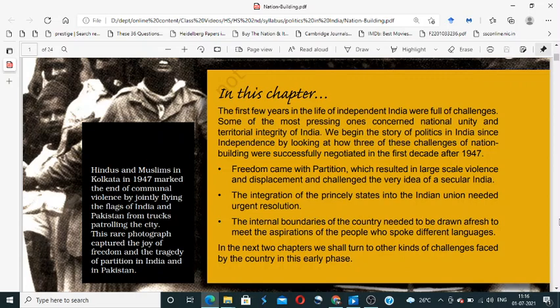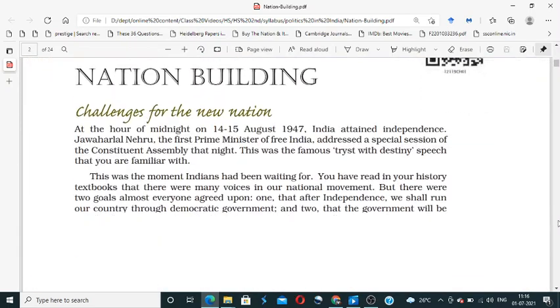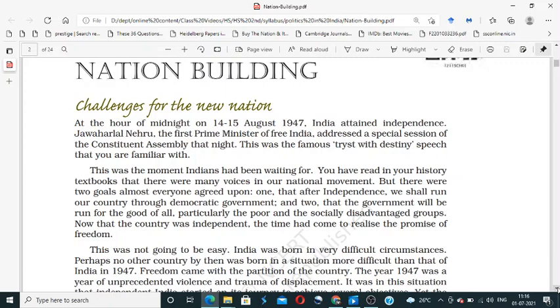So in this chapter we will be talking about partition and the freedom which came with this partition, and also the various issues related with the integration of princely states into the Indian Union, and also about the State Reorganization Act and the way the modern states were created in independent India. So let us look into the chapter. It is termed as challenges to nation building.